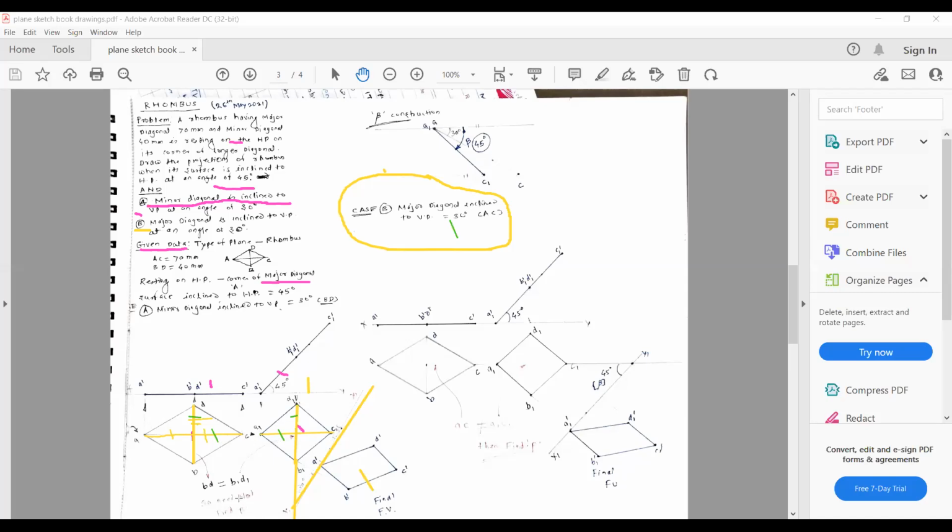Yes, Sanraj? No, sir. The length of major diagonal AC, which you will find in first stage, is 70 millimeter. Are you going to get the same length in second stage when you make it inclined at an angle of 30 degrees? No, sir. Absolutely right.